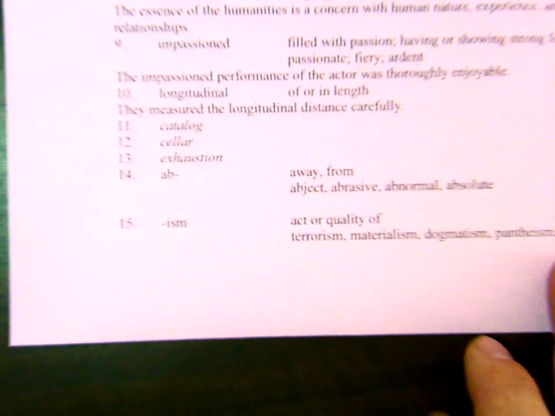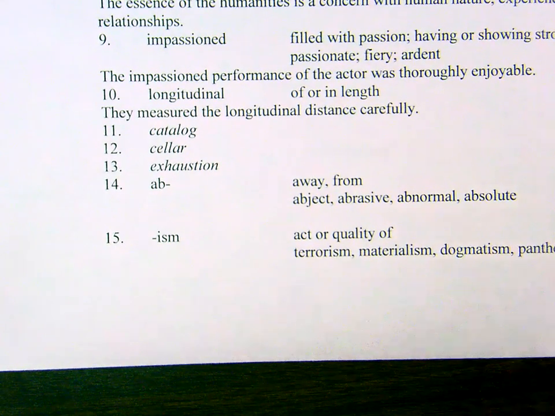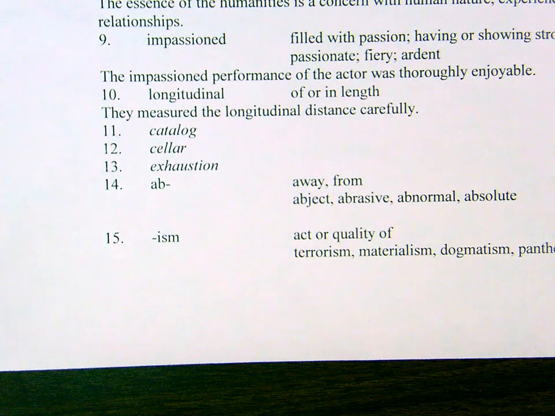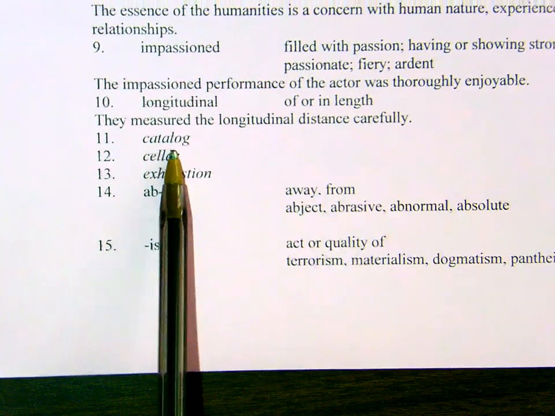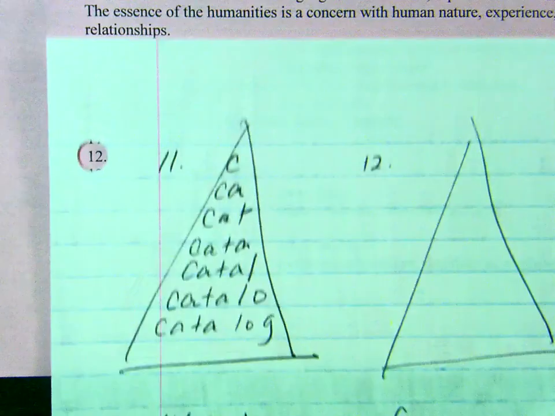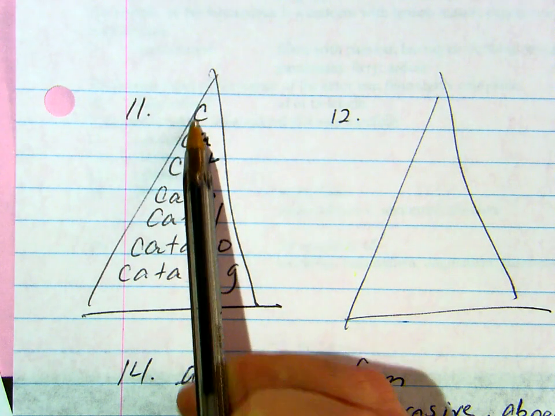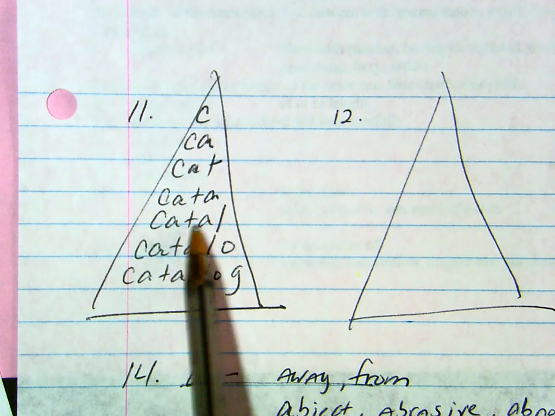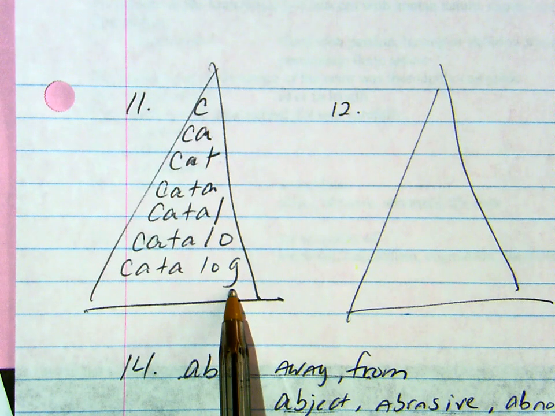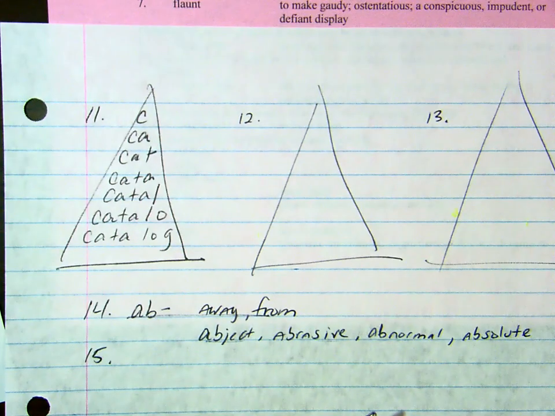We said 11, 12, and 13 are spelling words. So what you're going to do is you're going to write out the spelling word in what we call a pyramid, letter by letter. So let's say the first one is catalog. What you're going to do is you're going to write it out like this, letter by letter. C, C-A, C-A-T, C-A-T-A, C-A-T-A-L, and so on until you got the whole word spelled. And you're just going to go ahead and do that for 11, 12, and 13.